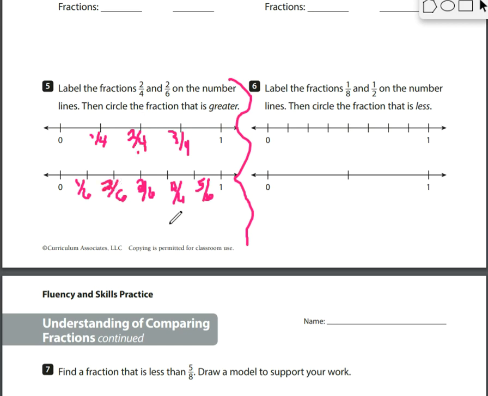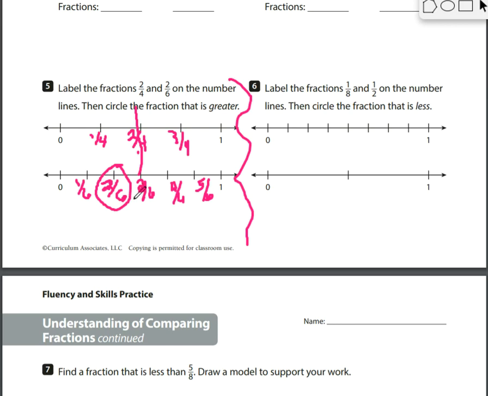And here is 2/6. I can see when I get to 2/4, I'm at that halfway point. And in fact, that lines up with 3/6. So I know that 2/6 is to the left of that, which means this number has to be smaller. I only have 2 out of 6 pieces, as opposed to 2 out of 4. If I have 2 out of 4, I have half of something. 2 out of 6, that's not half. That's less than half.